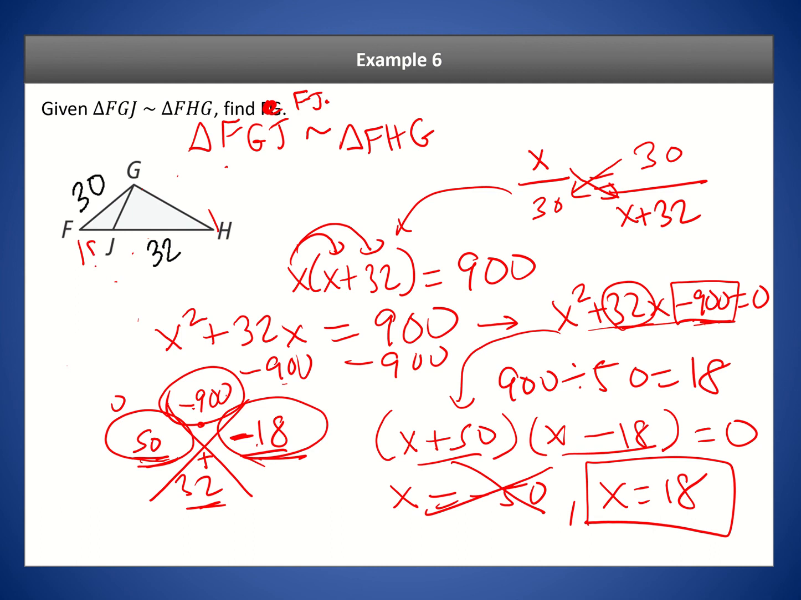So we can claim that FJ is equal to 18, and that is the end of our solution.